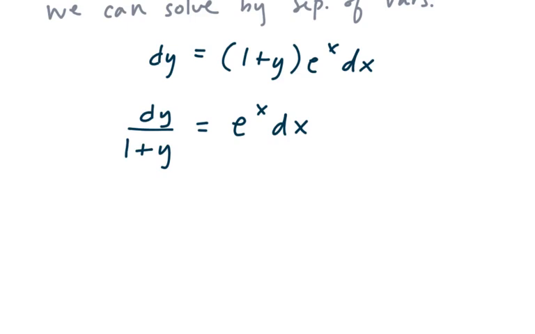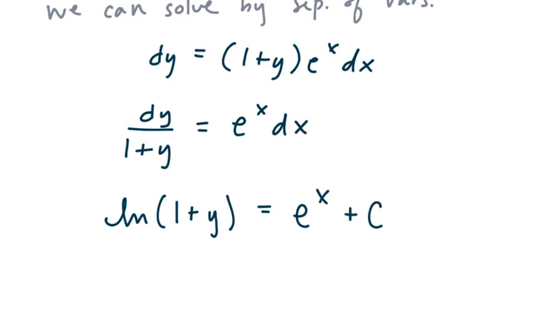Simplifying this, we're going to integrate on both sides, and by integrating on both sides, I'll end up with the natural log of 1 plus y. And then the integral of e to the x is e to the x, and we put our arbitrary constant on there. So now what we have is y as an implicit function in terms of x. And so then this is our answer here.